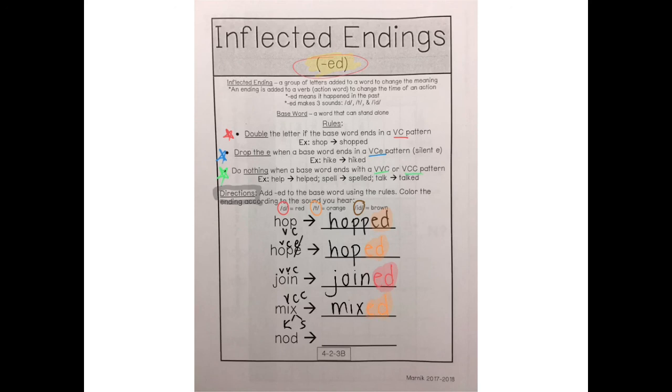And finally, my last one is nod. I need to change it to nodded. I have a vowel consonant pattern, so I'm going to need to double the D. N-O-D-D-E-D. When I say nodded, I hear that id sound at the end. So I'm going to color in my ending in brown. All right, flip the page.